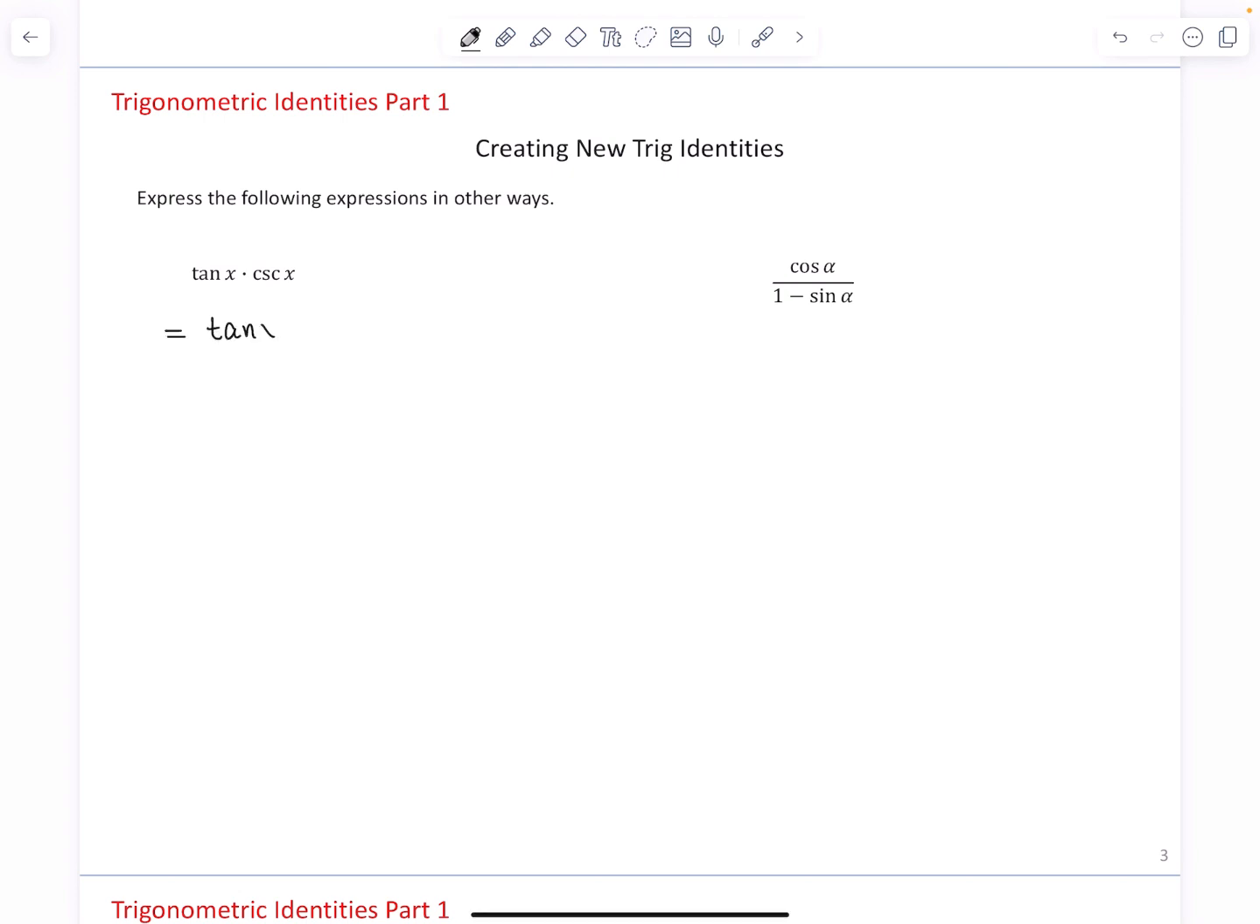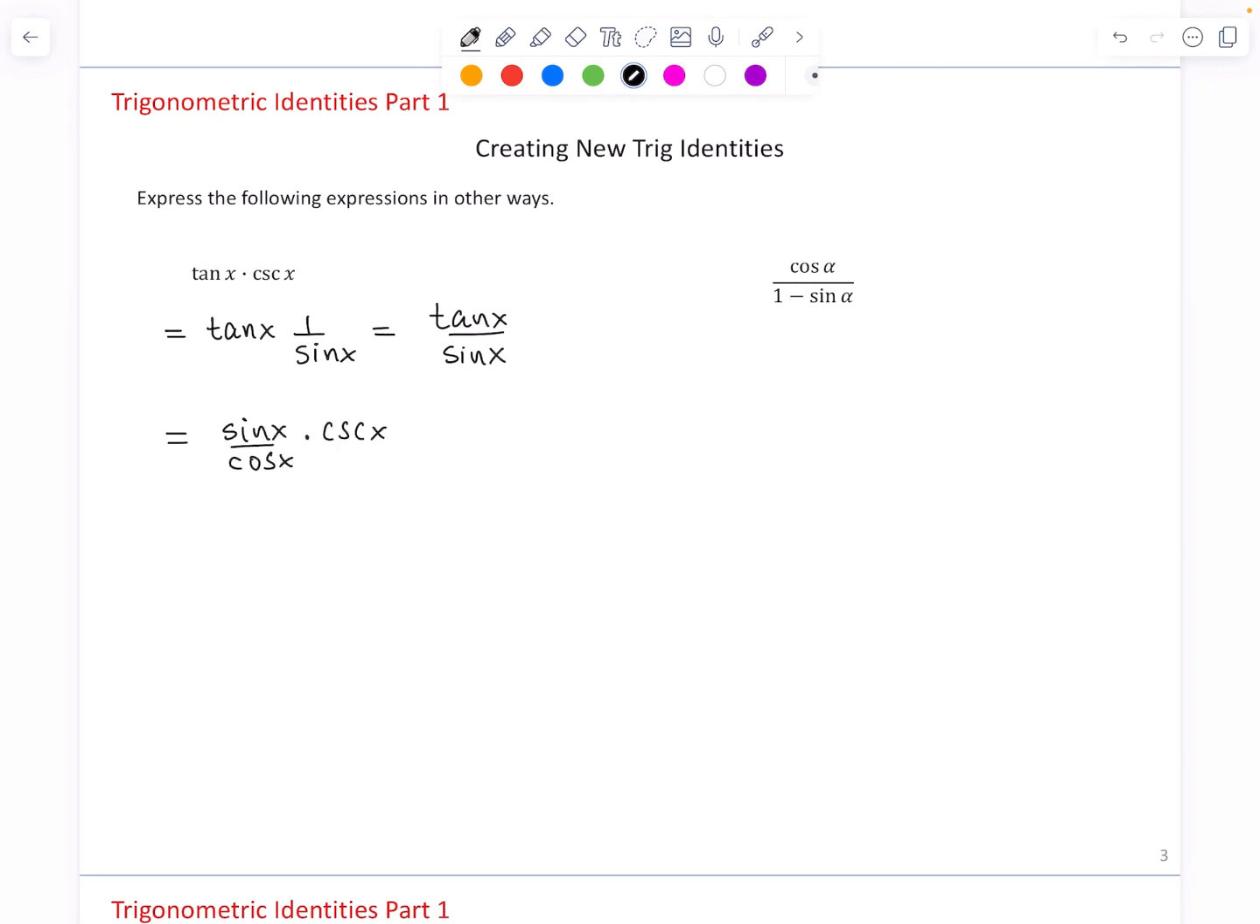For example, I can leave tangent as it is, but I know cosecant is 1 over sine. So multiplying this we get tangent of x divided by sine of x. But I also know tangent is sine of x over cosine of x. So I could change that only, and then multiply this together, and write my trig expression this way. Or I could change both.